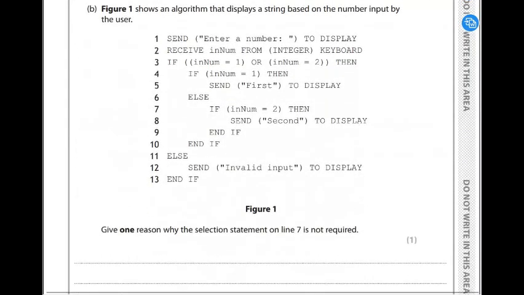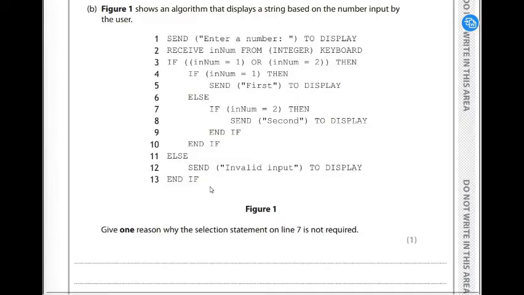Right, into pseudocode. So, figure 1 shows an algorithm that displays a string based on the number input by the user. So we're asking the user to input a number. That's being received. And if it's 1, it's going to say first. Otherwise, if it's 2, then we say second. And then else, invalid input.